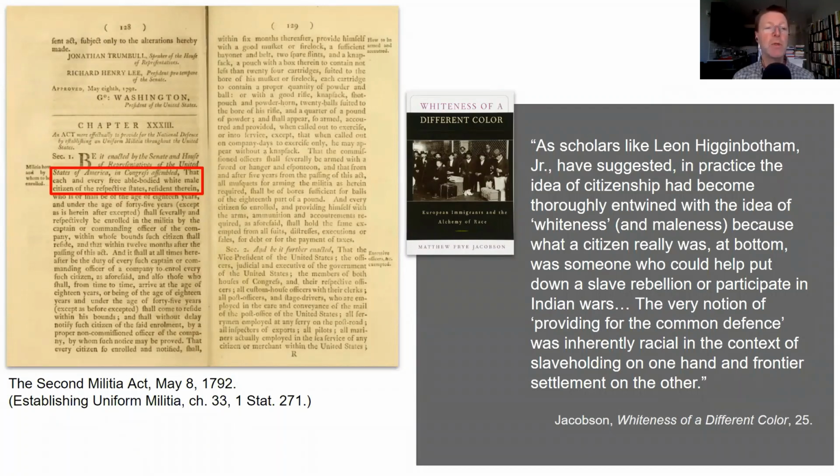So why is this second restriction of American belonging racialized? Jacobson, in explaining it, paraphrases the great federal judge and scholar Leon Higginbotham Jr. when he writes, quote, "As scholars like Higginbotham have said, in practice, the idea of citizenship had become thoroughly entwined with the idea of whiteness, and of course maleness, because what a citizen really was at bottom was someone who could help put down a slave rebellion or participate in Indian wars. The very notion of providing for the common defense was inherently racial in the context of slaveholding on one hand and frontier settlement on the other."